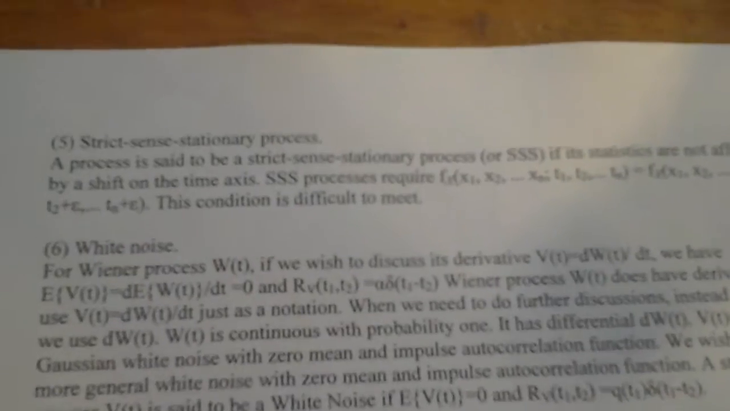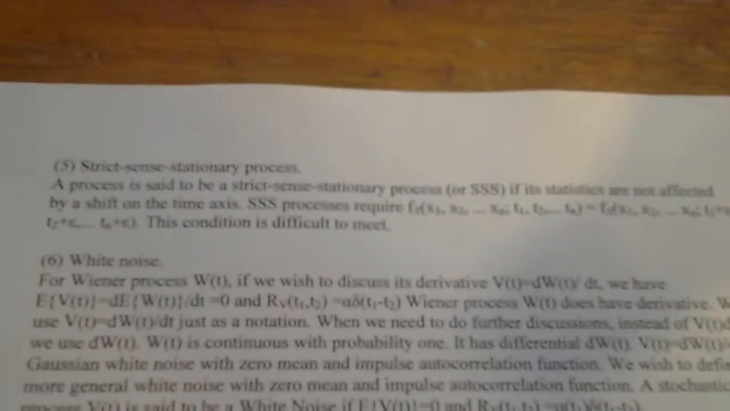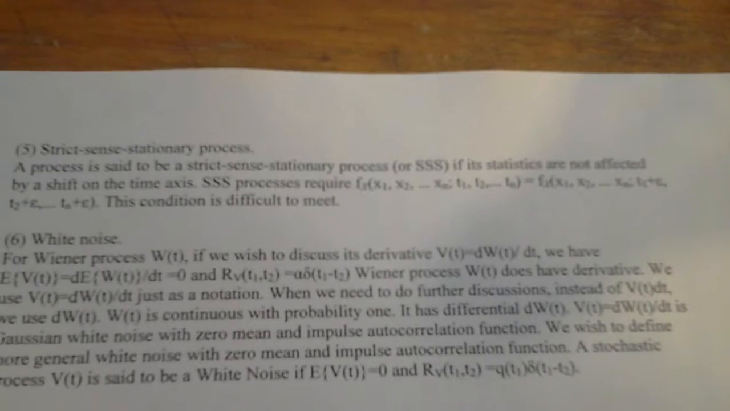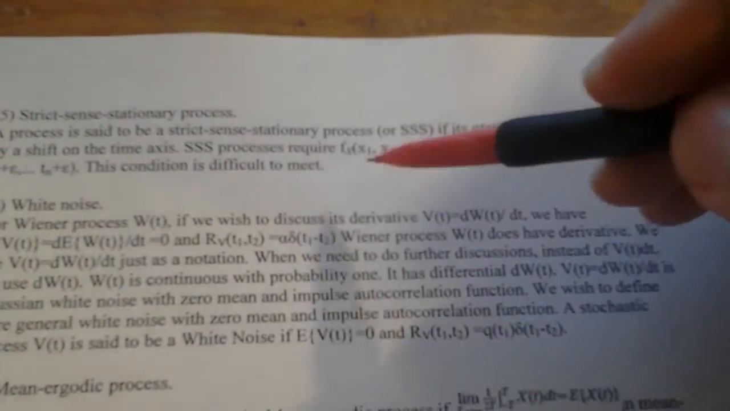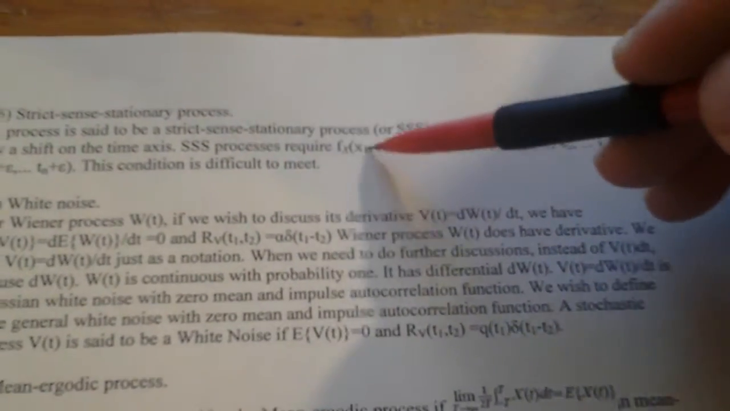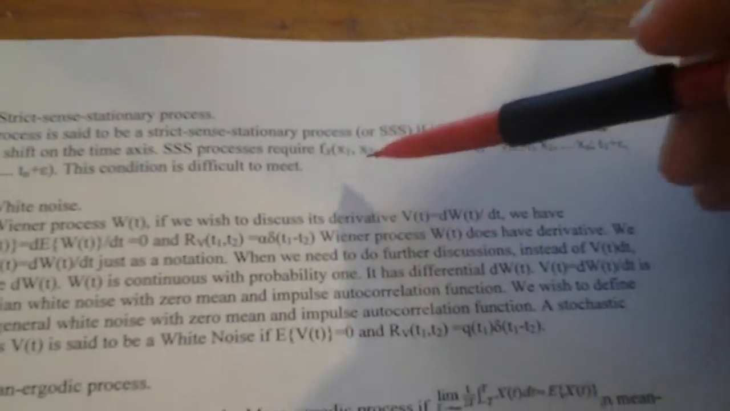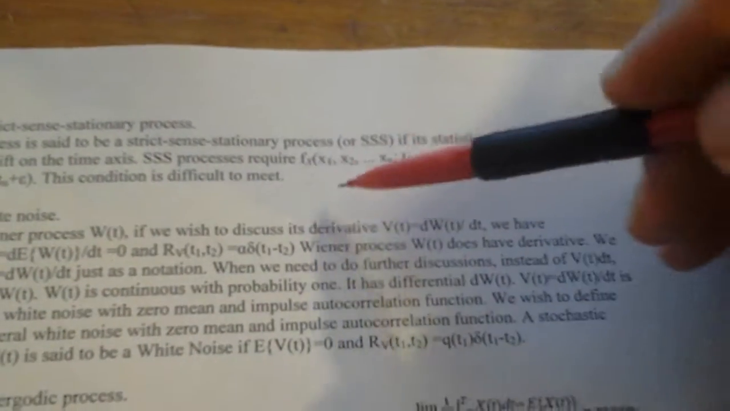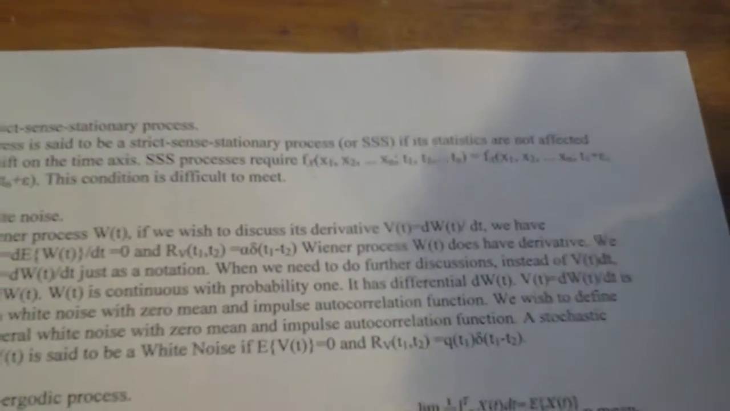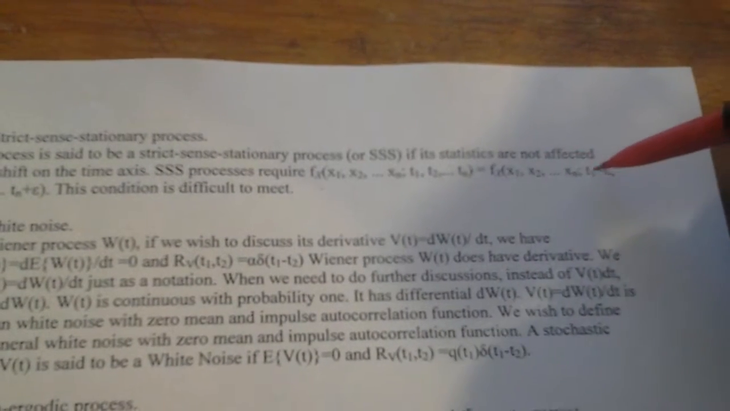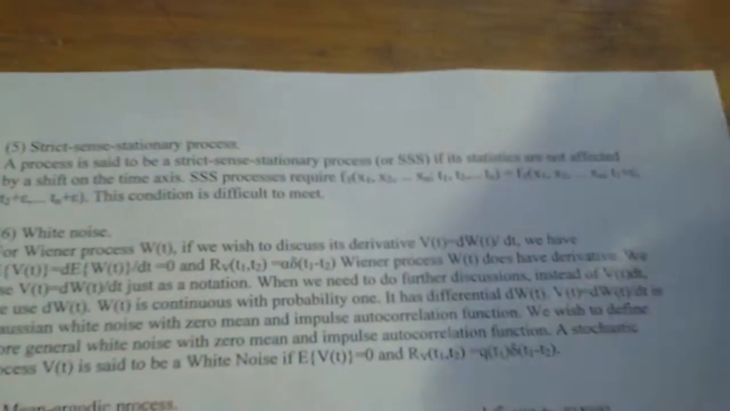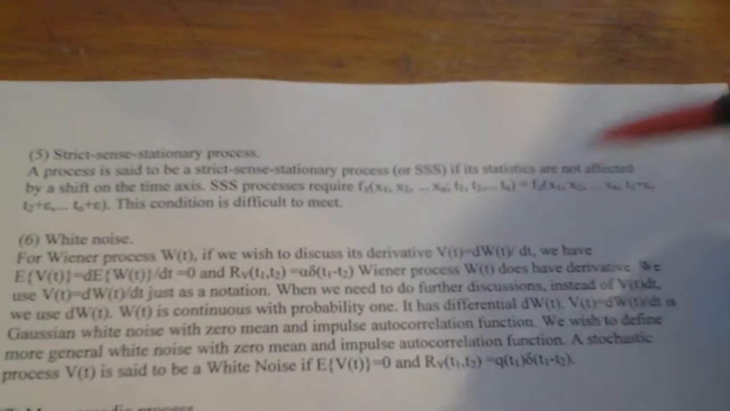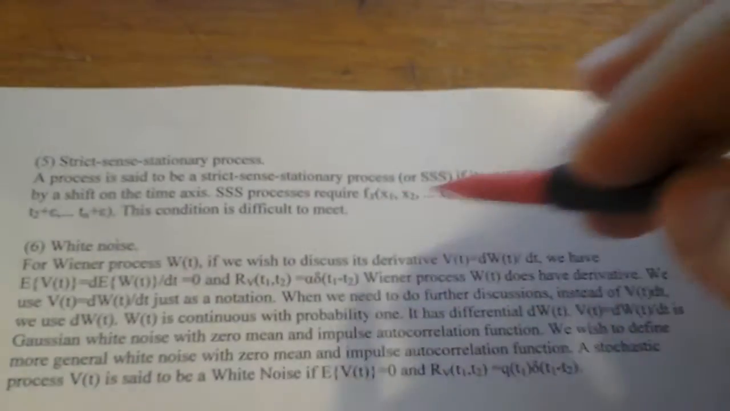Now, for our fifth term, strict sense stationary: a process is said to be strict sense stationary, or triple S, if its statistics are not affected by a shift in time. And we can see how this is defined here. If we have a process defined by a variety of different x terms at different time points, basically what we're saying is that for the exact same x terms, if we make a uniform incremental change to each of the time points affiliated with each of the x points, it's not going to make a difference. These two terms are going to be equal to each other.